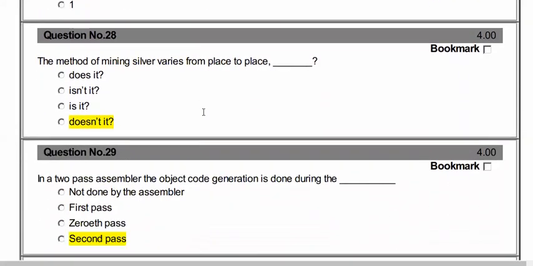The method of mining silver varies from place to place. Here we need a tag question. The option is D. D is the right option, doesn't it?